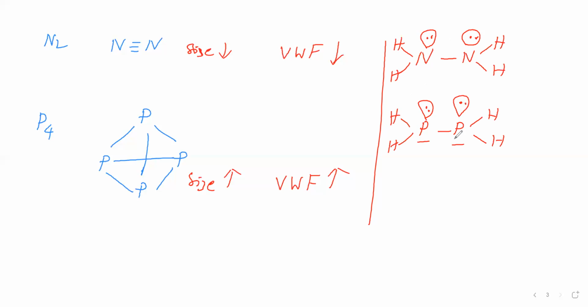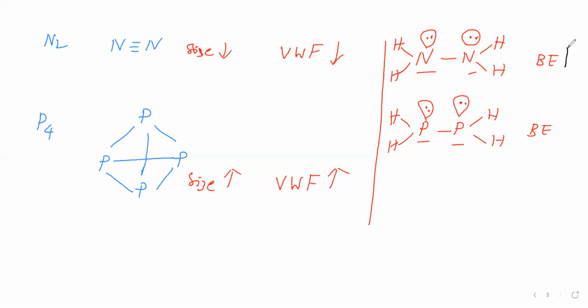So similar elements linked with each other, that is called catenation. We can say catenation depends on bond energy. Okay, so let's see the bond energy of N-N and the bond energy of P-P. Which is having higher bond energy, do you think?